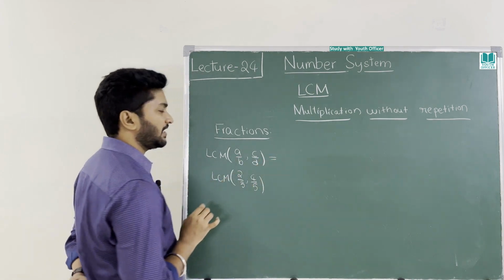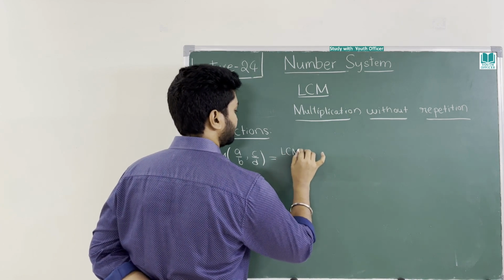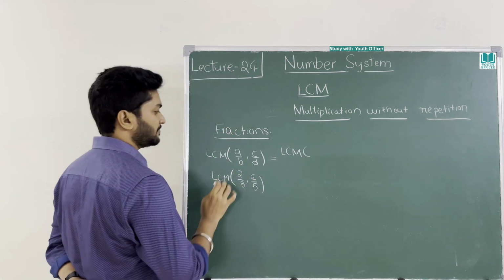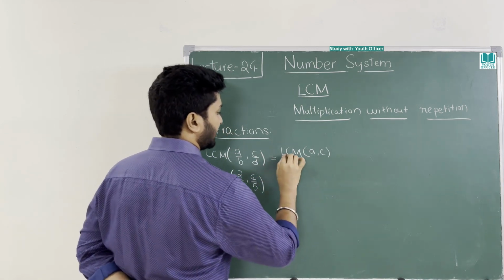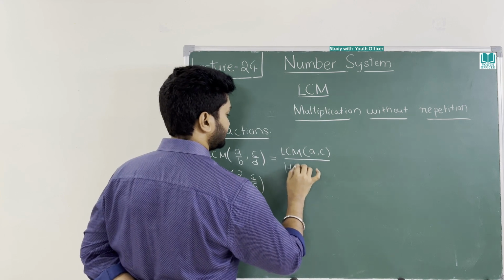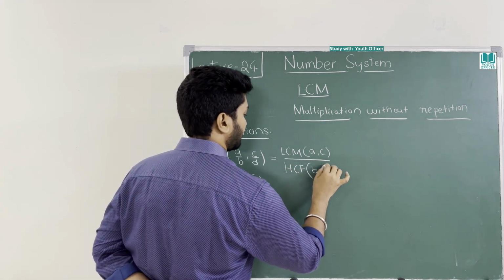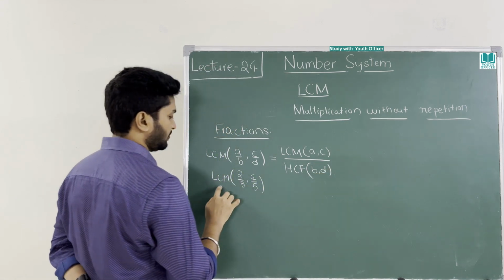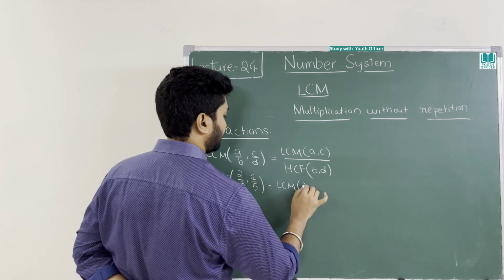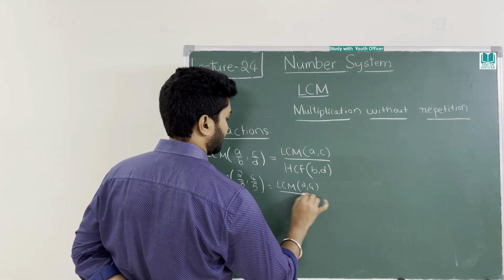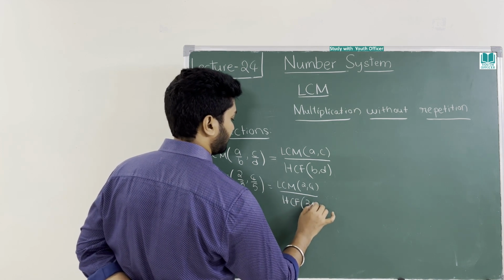Answer, there will be a formula. Directly I'll teach you. Okay, the formula is LCM of numerators, A comma C, divided by HCF of denominators. What is that? B comma D. And in the case of these numbers, LCM will be LCM of 2 comma 4 numerators by HCF of denominators, that is 3 comma 5.